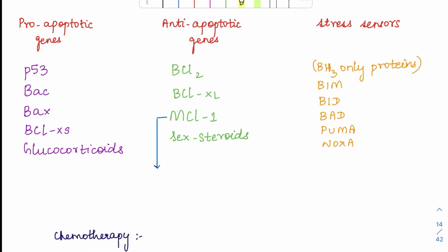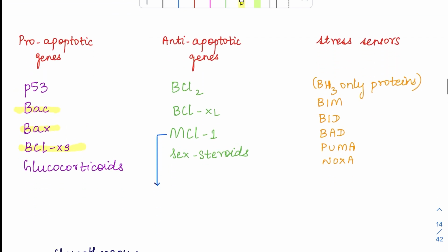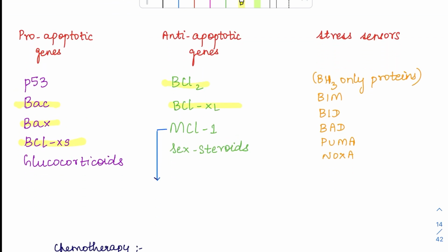So let us see what are the pro-apoptotic and anti-apoptotic genes. Starting with the pro-apoptotic genes, the most important ones are BAX and BCL-XS. Along with P53 and even glucocorticoids, these stimulate apoptosis. So BAX and BCL-XS are the pro-apoptotic genes, while anti-apoptotic genes are BCL2, BCL-XL and MCL1. Sex steroids prevent apoptosis. And the stress sensors are usually called BH3-only proteins, and under these BH3-only proteins we have BIM, BID, BAD, PUMA and NOXA.